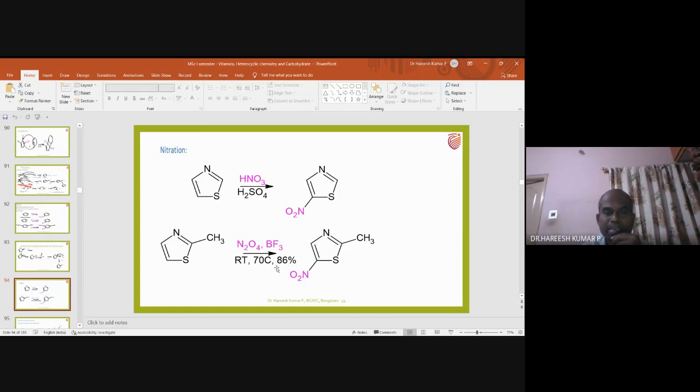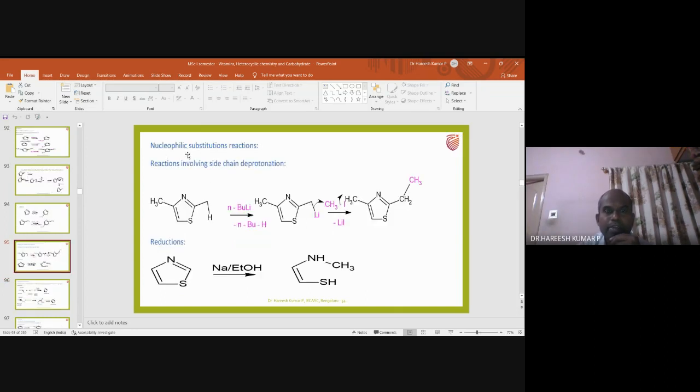So what is happening here? Nitration. More particularly, the fifth position of 2-methylthiazole is attacked by the nitronium ion, giving 2-methyl-5-nitrothiazole as the product. With this, I think we discussed the preparation and nitration. We also discussed the sulfonation and bromination of thiazole. So let's look into a few other reactions of thiazole.